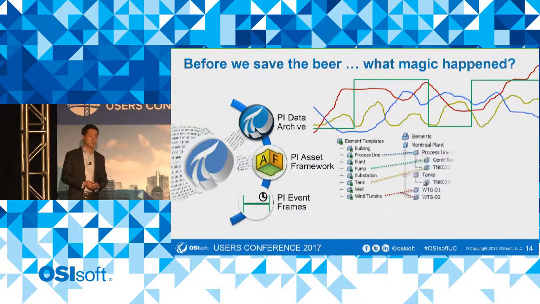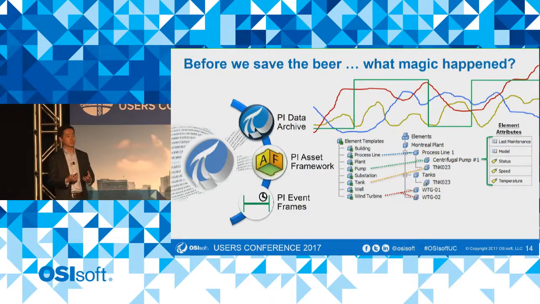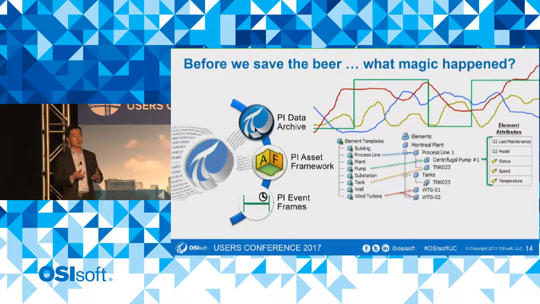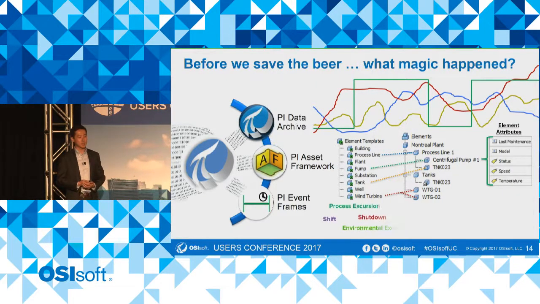Number two, we have the PI Asset Framework. With these raw data streams, we can contextualize and label them and organize them into assets. In this particular example, we've organized all these sensors into particular fermenters. And with those assets, we can start to build a model of the whole process, of the whole plant.